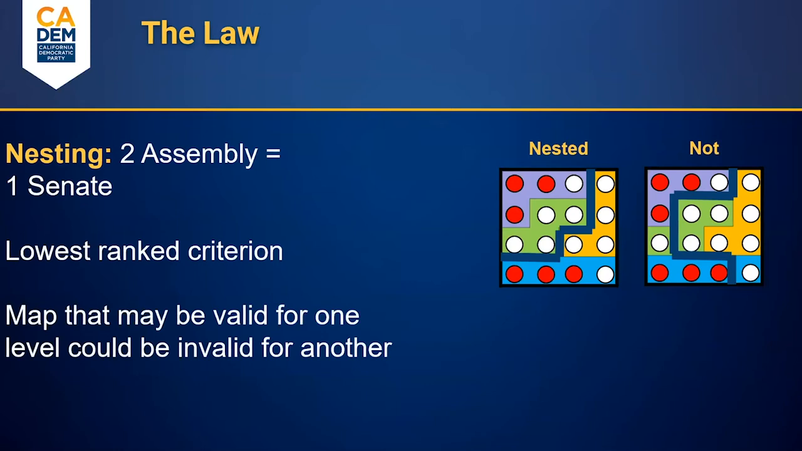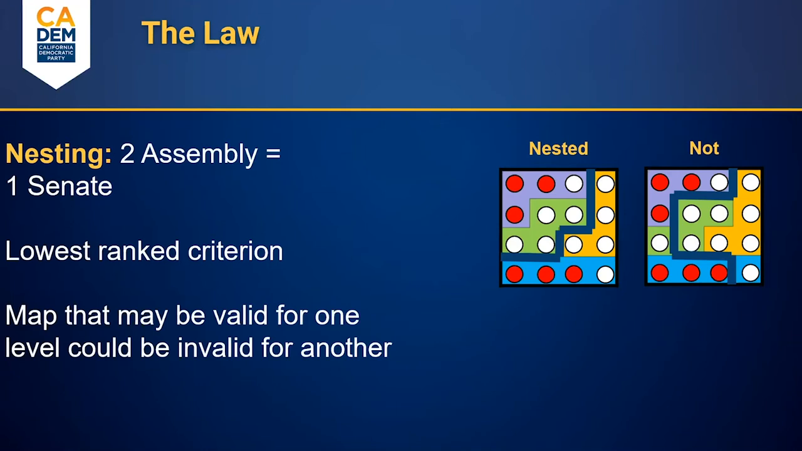Nesting. This is something people who were around in politics in the 90s probably remember, because that's the way the lines were drawn: you take 2 assembly districts, you shove them together, you make a Senate district. You take 5 Senate districts, you shove them together, and you make a BOE district. What's important here is that this is the least important criterion under state law. So it is something you do only if it doesn't conflict with all of the other things I talked about.